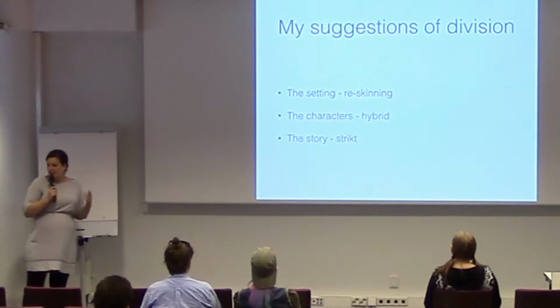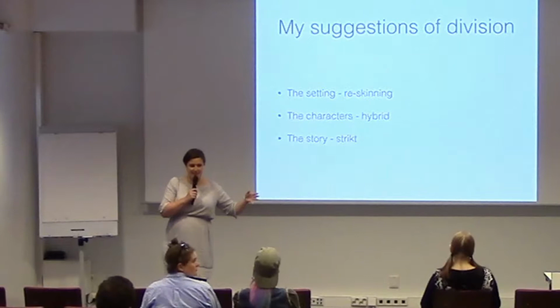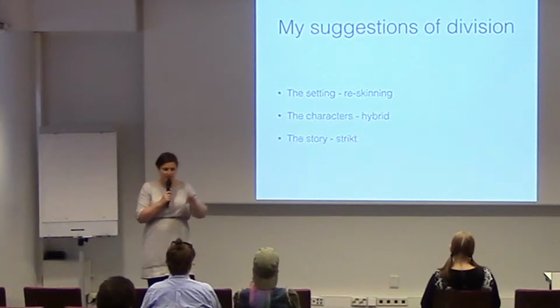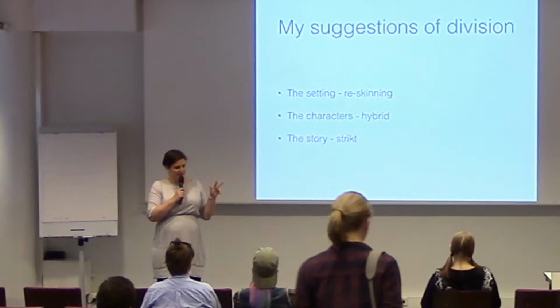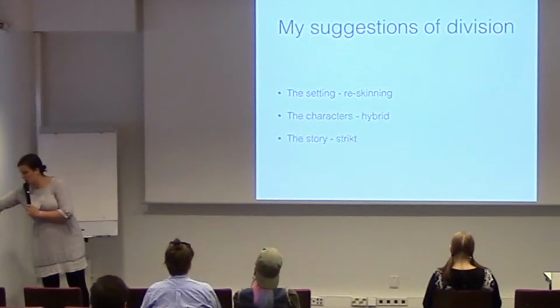So to make it clearer, the setting is his equivalent of reskinning, when you take the setting and adapt it into something else. Then we have the characters, where you take the characters of the story and adapt them. Or when you take the story. So these are the three different types of adaptation I will be talking about. Okay, so we'll begin with the setting. The setting is what happens most of the time when we adapt a book into, for example, a LARP.